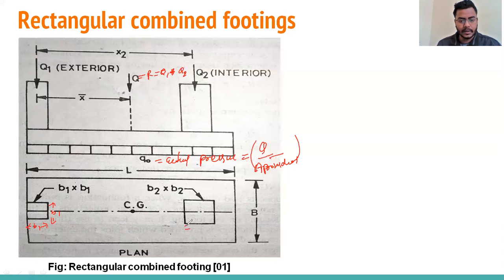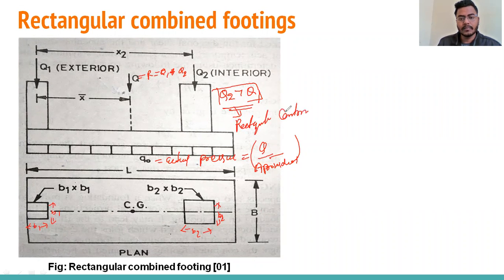Here the cross section of the exterior column, that is B1, B2 into B2. So you can see by the figure, the cross section area of this interior column is more as compared to the cross section area of the exterior column. So we can say in this case, by seeing this figure, Q2 is greater than Q1. It means the loads coming on the interior column are more than the loads coming on the exterior column. So when the condition is this, we can go for the rectangular combined footing.